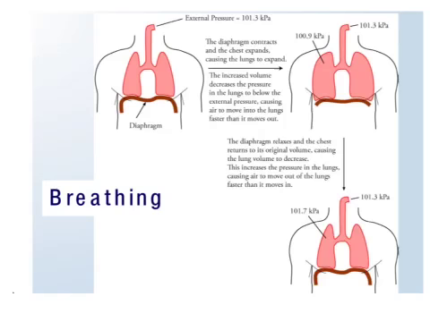Then your diaphragm relaxes, the chest will return to original volume. This increases the pressure of the lungs, causing air to move out faster than it moves in. Having a net change of gas particles will allow you to take in oxygen.